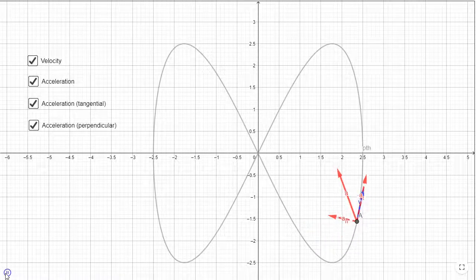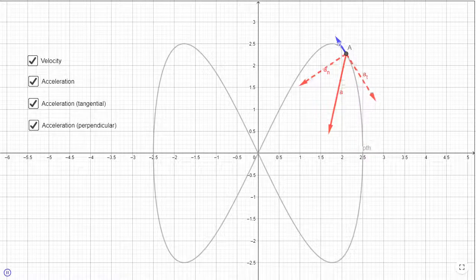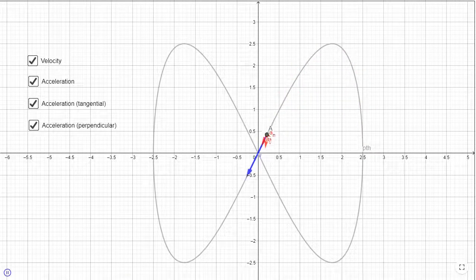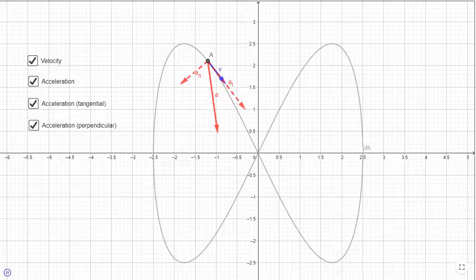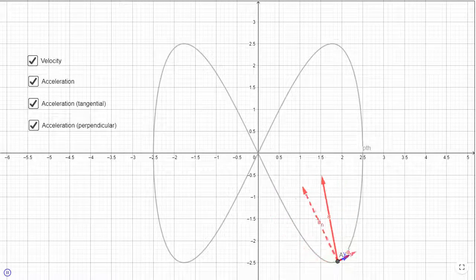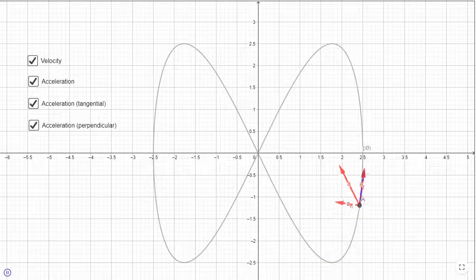There is your story about acceleration along this sort of non-trivial path. It's this combination of centripetal acceleration and the tangential component of acceleration, which is how much we're speeding up or slowing down. Look at this dance between the vectors. I think it's absolutely beautiful. So there you have it. That's how acceleration works. It's the sum of these two pieces.